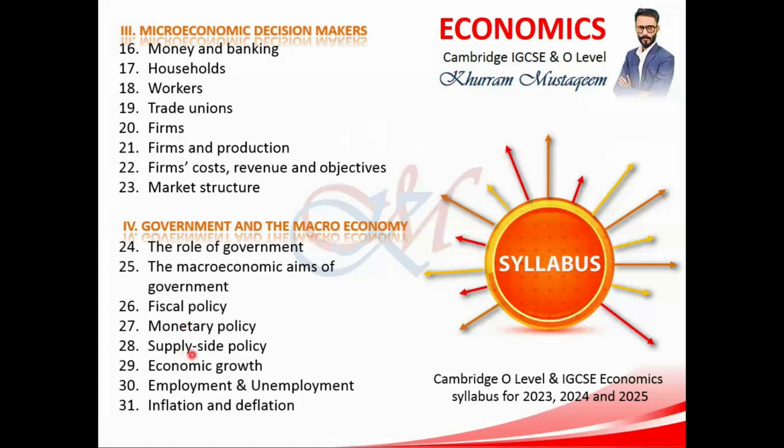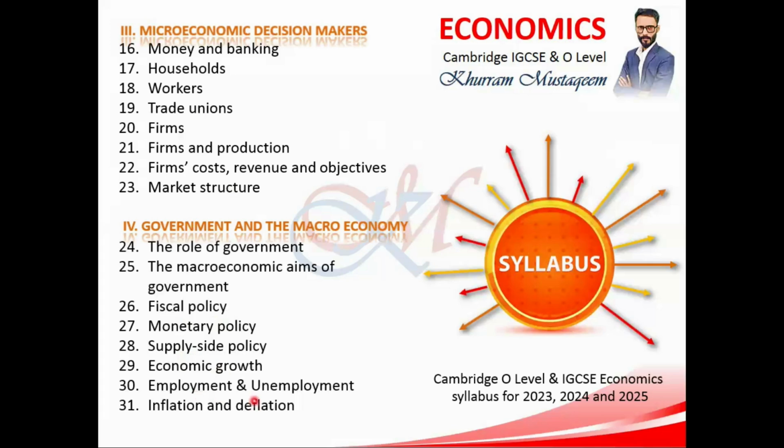Supply side policy is all about production, to increase production, sell to the market, and this way macroeconomy can grow. Economic growth is there when there is an increase in production as compared to last year. And how can it be increased? How can economic growth be controlled? How can economic growth be calculated? We'll discuss in this chapter.